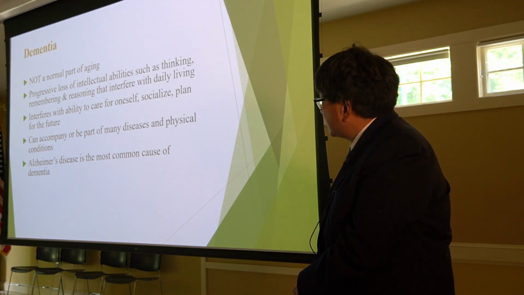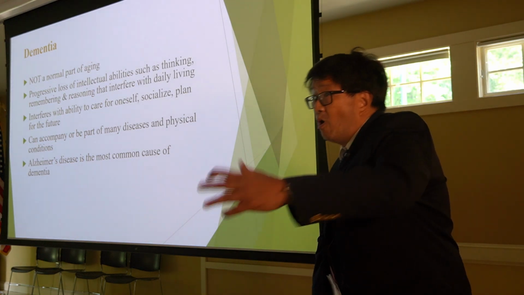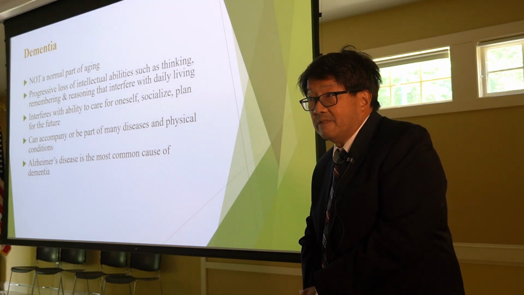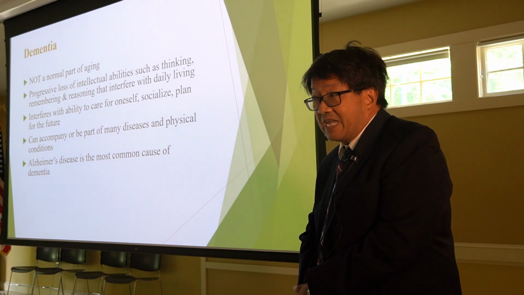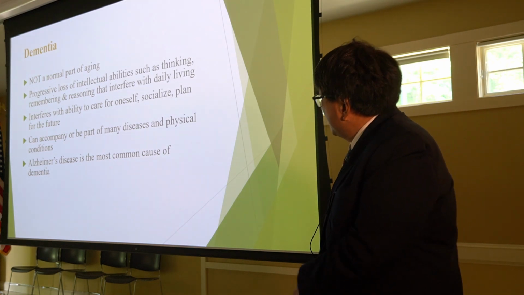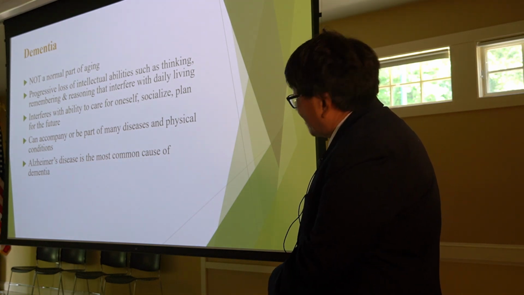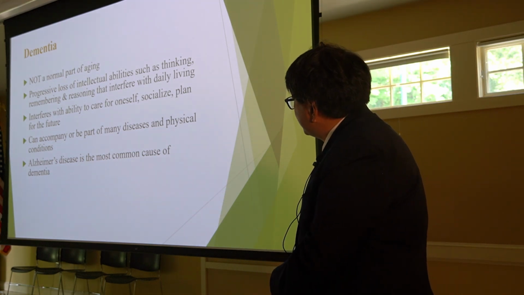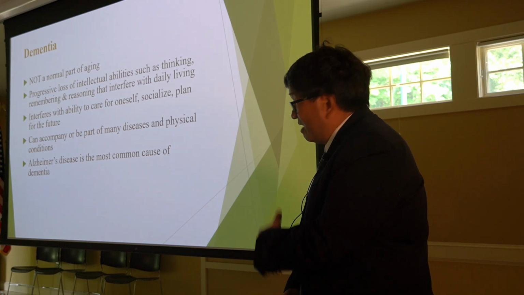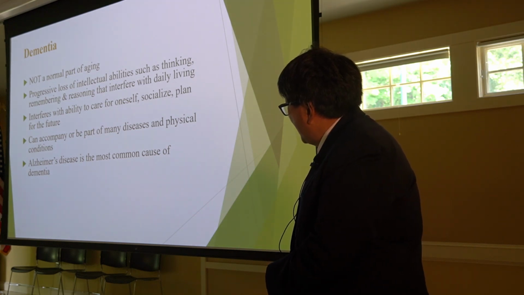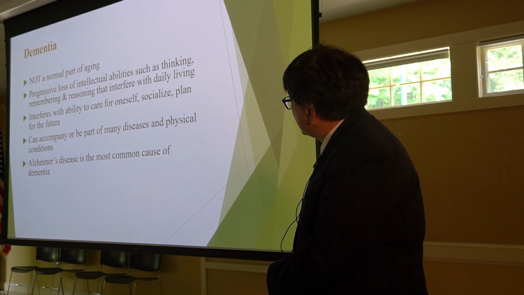It's not a normal process of aging. However, if we all live till above 100, eventually we would all get it because the brain just wears out. It's a progressive loss of intellectual abilities that eventually interfere with daily living, and it interferes with your ability to be independent, and it's the most common cause of dementia.